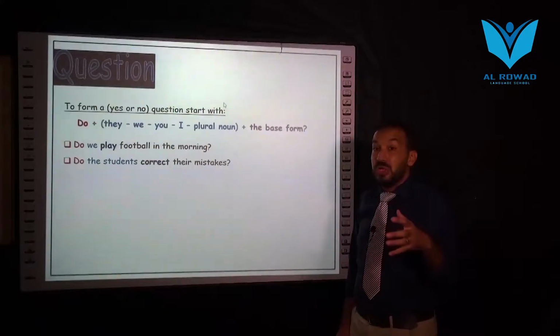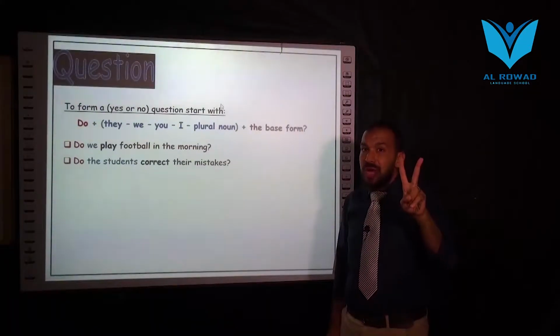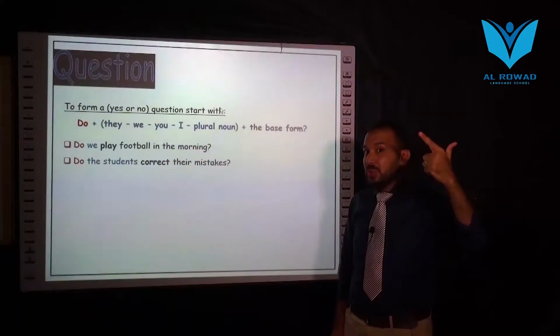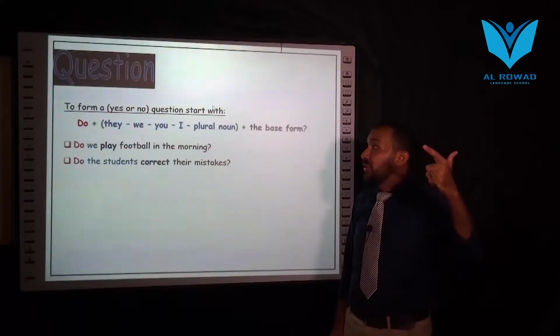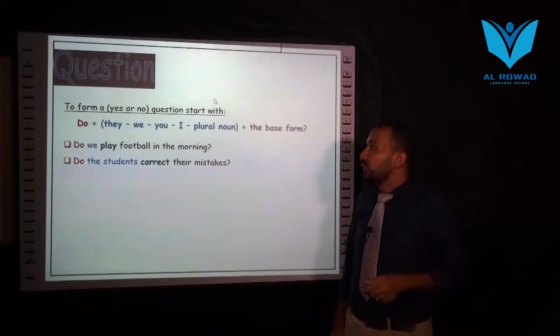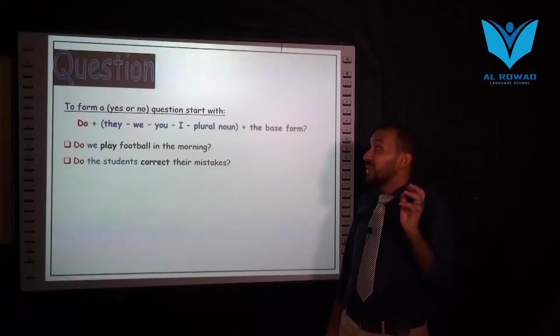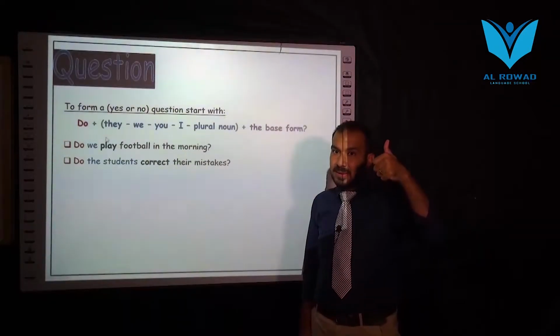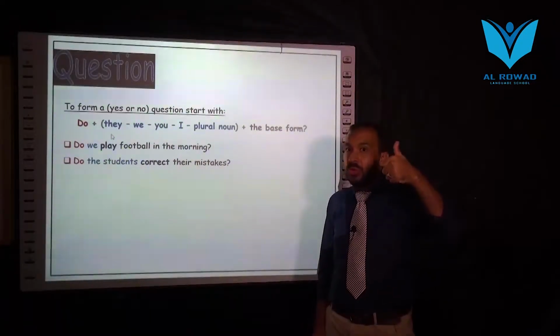Okay, how to make a question in present simple? We have two kinds of question, as you know. We have yes or no question and WH question. First of all, we are going to start with yes or no question. To form a yes or no question, start with do or does. We start in present simple yes or no question with do or does.